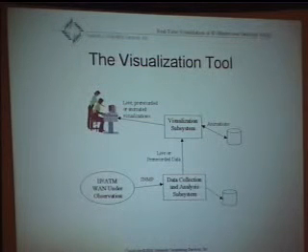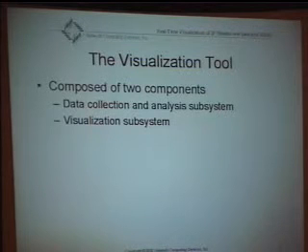So the visualization tool is composed of really two major parts. There's this data collection and analysis subsystem at the lower part of the picture, which sits on or close to the network and pulls data out of the network using SNMP, and creates and maintains a model of the network, and then ships updates off to the visualization subsystem, which then creates the visualization.